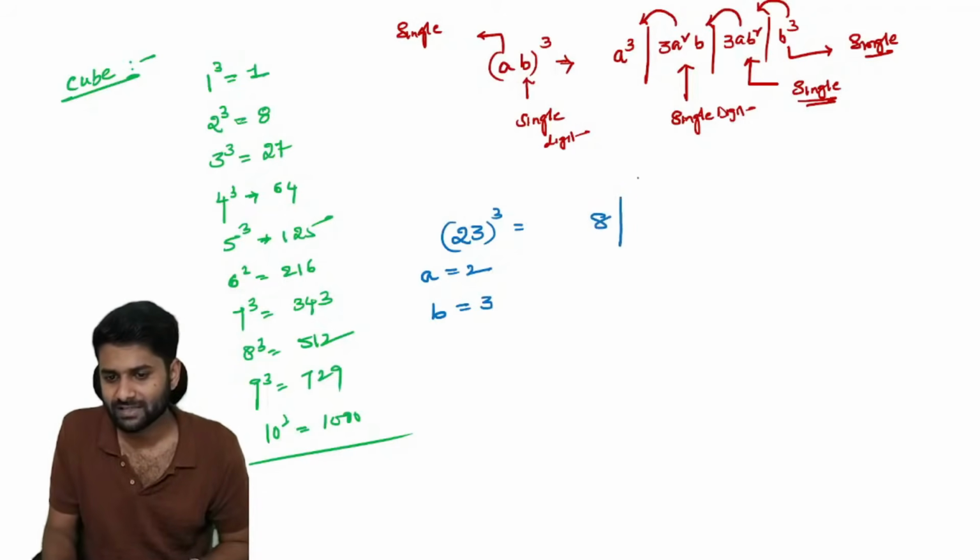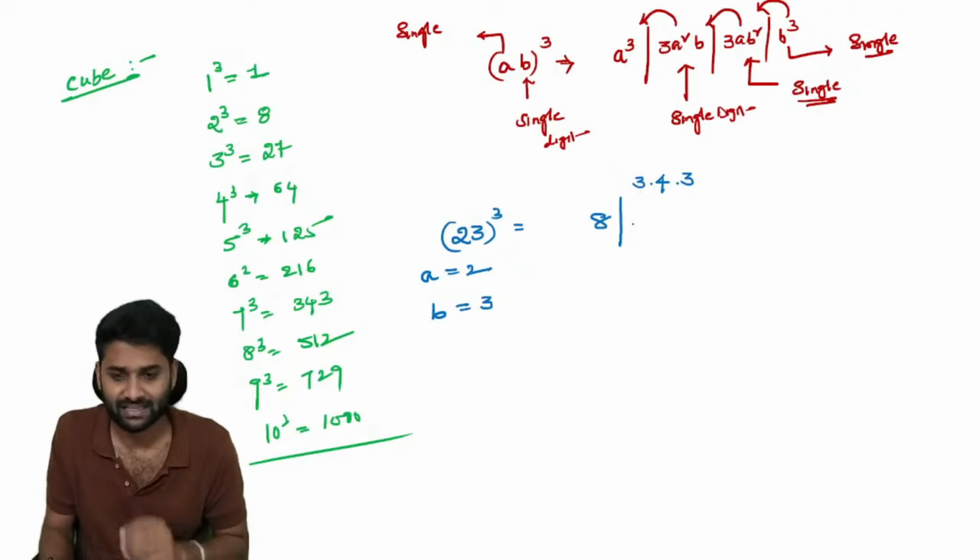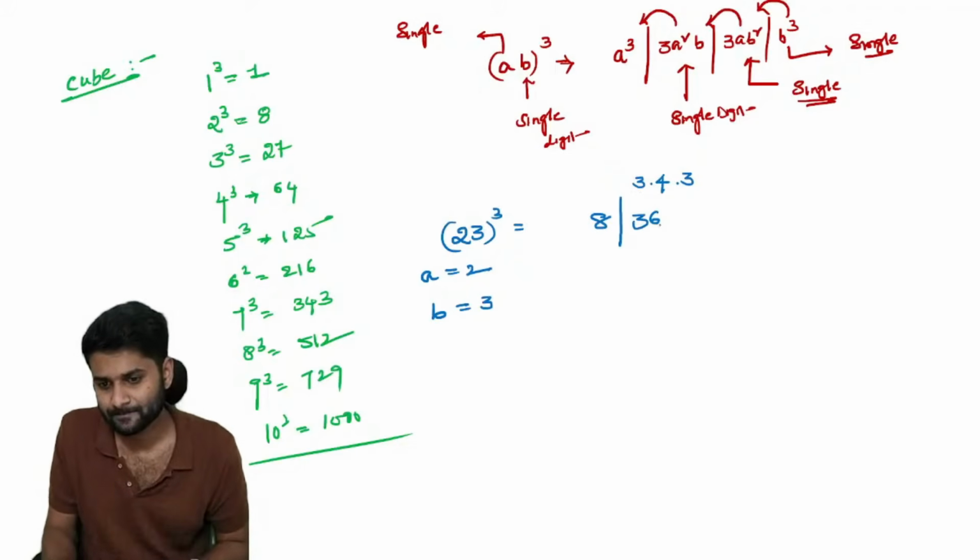Now, we have to consider 3 into a square. A square is all about 2 square. 2 square is 4. And b value is 3. Now, see 3a square b. Now, 3 into 4 is 12. 12 into 3 is 36. So, write down 36.